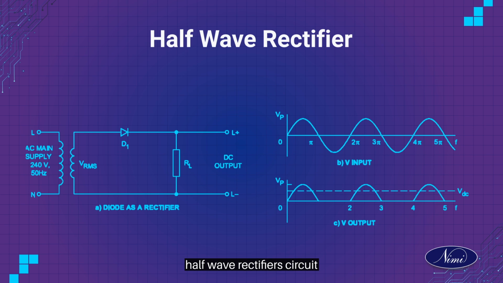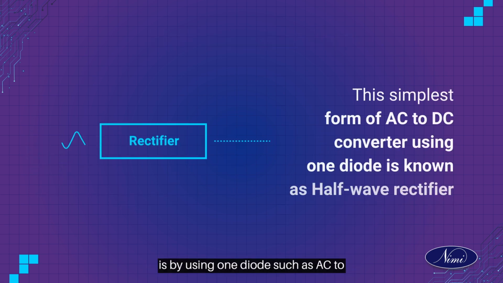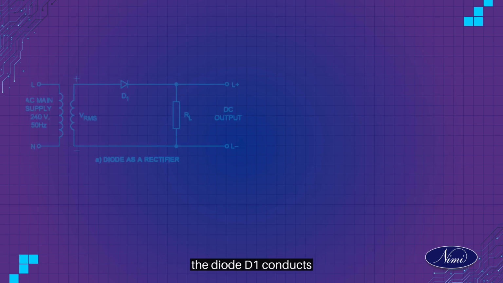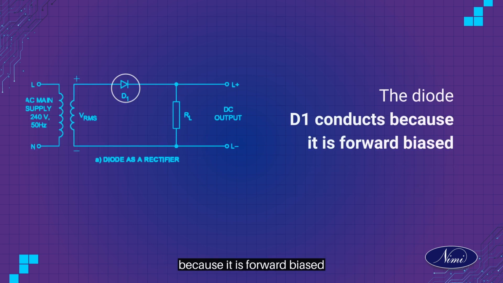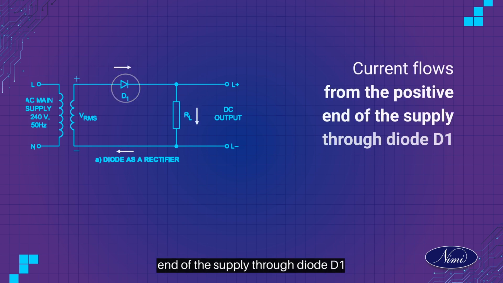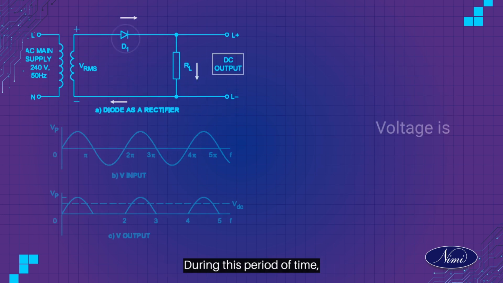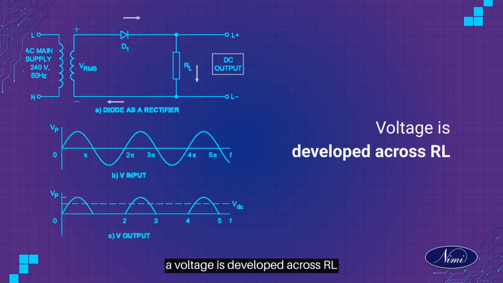Half-wave rectifier circuit. The simplest form of AC to DC converter is by using one diode, such an AC to DC converter is known as half-wave rectifier. The diode D1 conducts because it is forward biased. Current flows from the positive end of the supply through diode D1 and RL to the negative terminal of the input. During this period of time, a voltage is developed across RL.